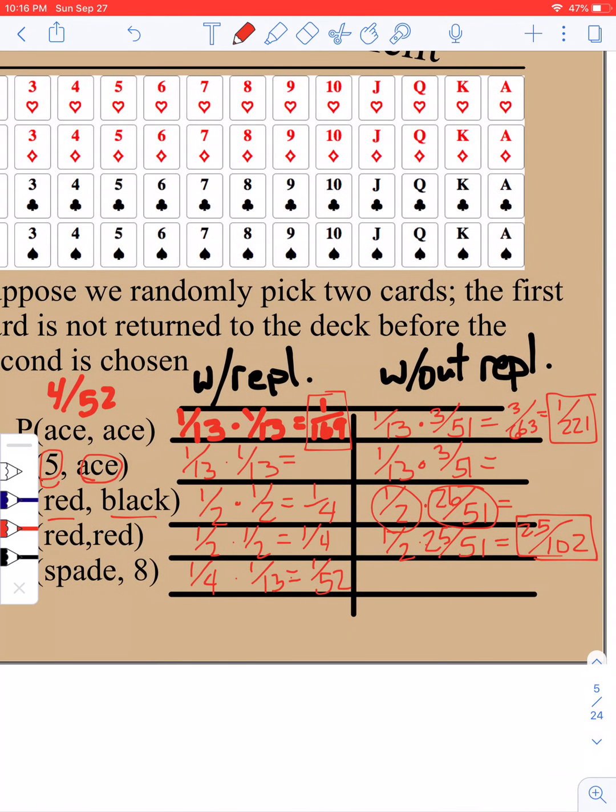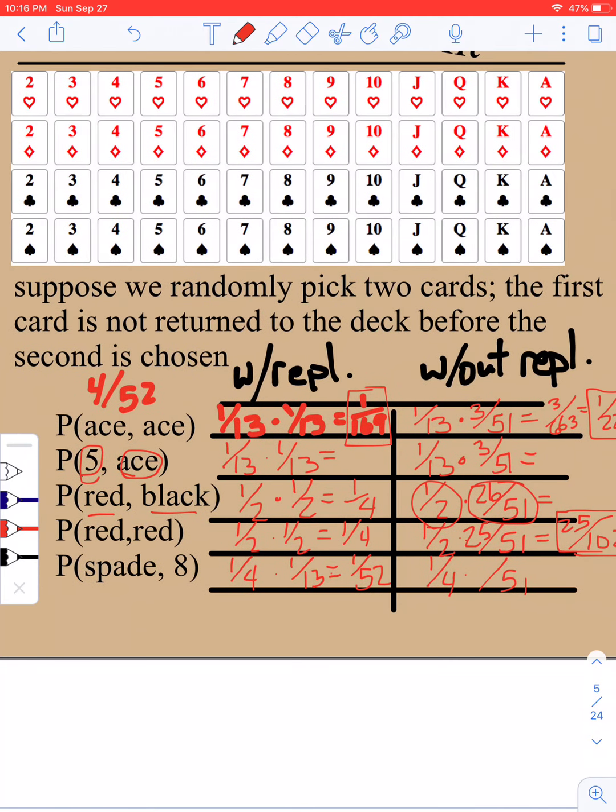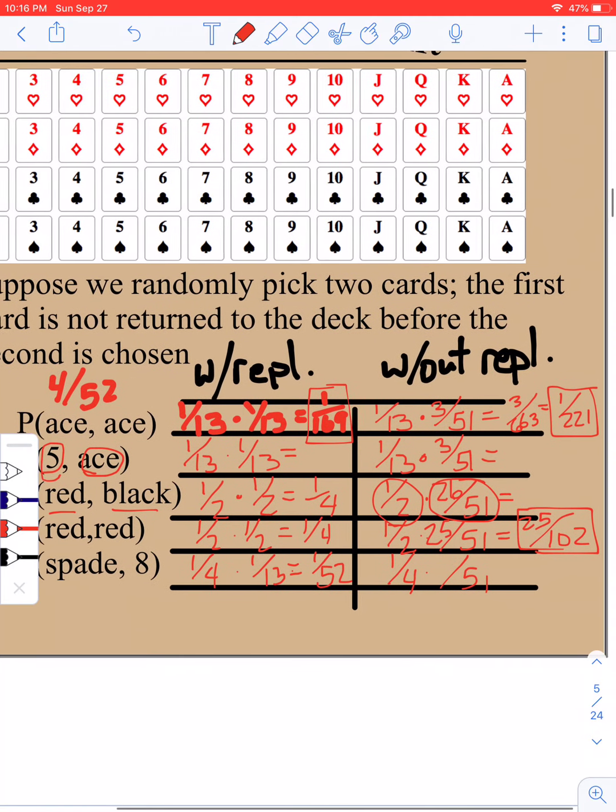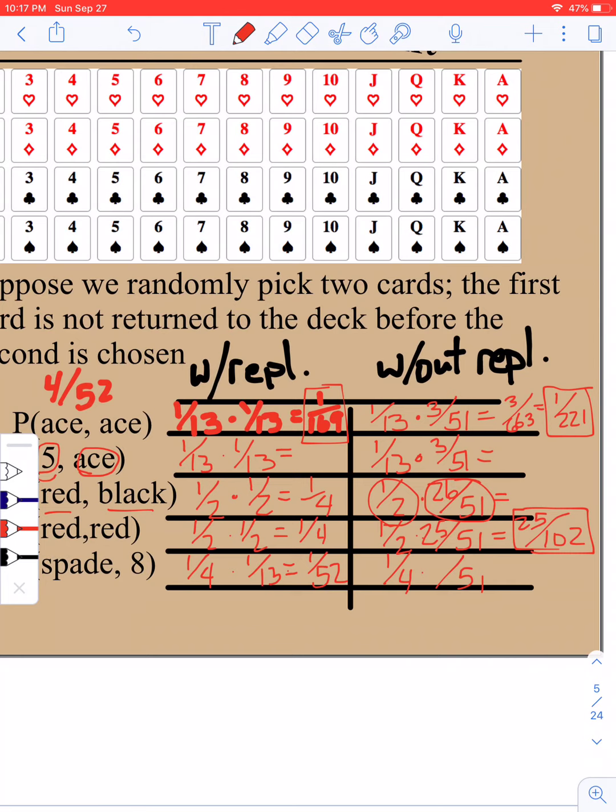And a spade again is 1 out of 4 times an 8, because we've taken out a spade already, the 8 of spades is now gone. And so instead of 13 cards left, 8, 4 of those left. Oof. I don't think we can do that one. We haven't learned the skills yet. Let's ignore this one for now. Okay, you won't get this problem.